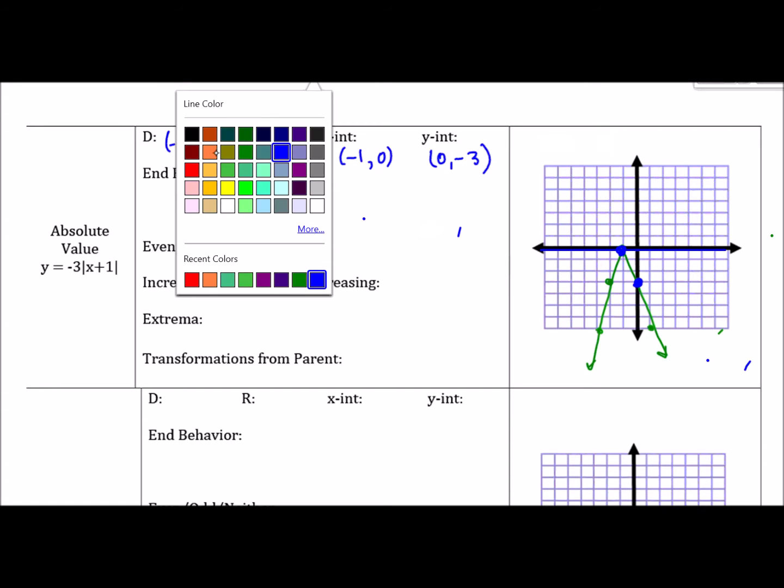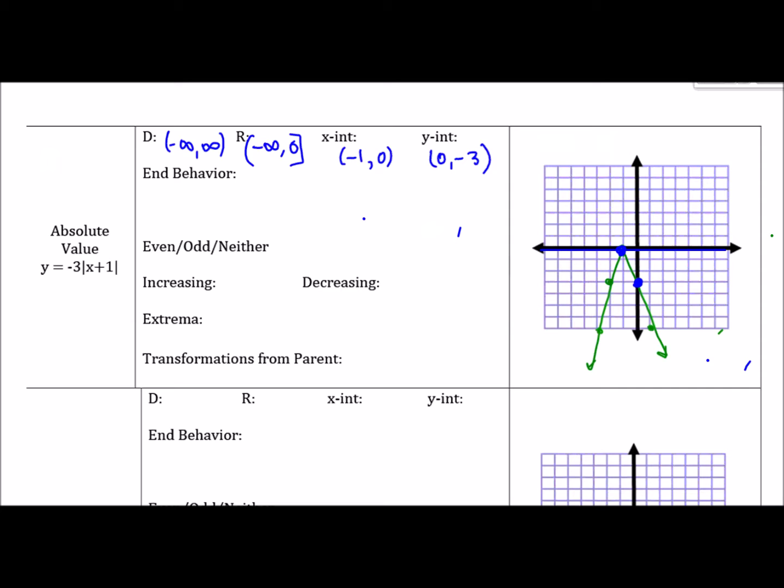Okay, and behavior. We have to look at two parts of it. We've got a right side and a left side. So on the right side is this one, on the left side is that one. Looks like as x goes to the right, which is +infinity, f of x goes to, looks like it's going down, so -infinity. Okay, the left side, now as x goes to -infinity, f of x goes to also -infinity.